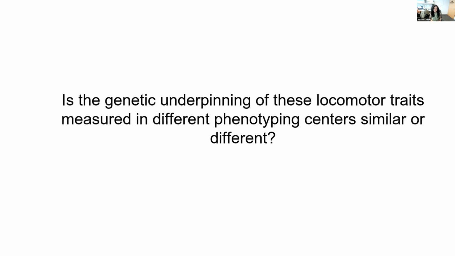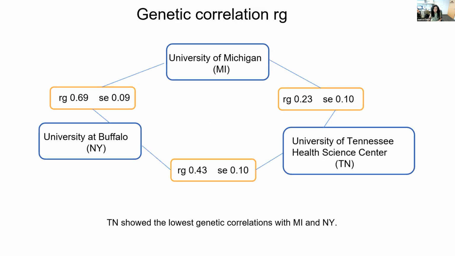Another question that we can ask is, the genetic underpinning of these locomotor traits measured in different phenotyping centers, is it similar or is it different? And so what we've estimated is that the Tennessee Center showed the lowest genetic correlations with Michigan and New York, whereas the genetic correlation between the Michigan and New York locomotor traits was pretty high. It was 0.6.